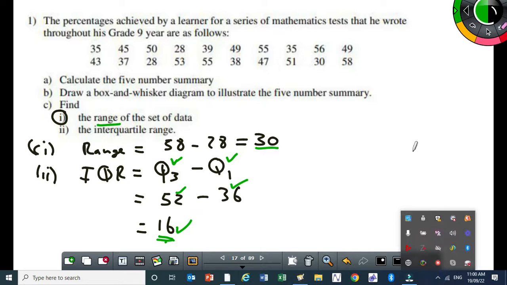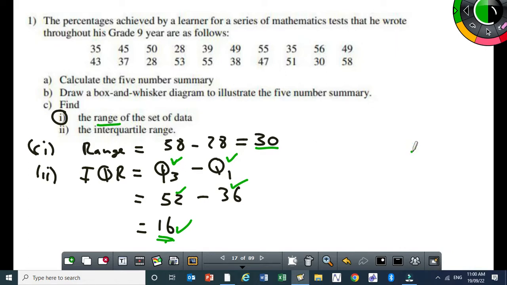Are you following? Okay. Is there anybody who has got a question before I move on to data distribution? Yes. 2 marks.